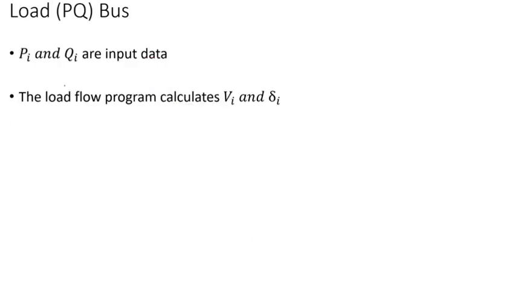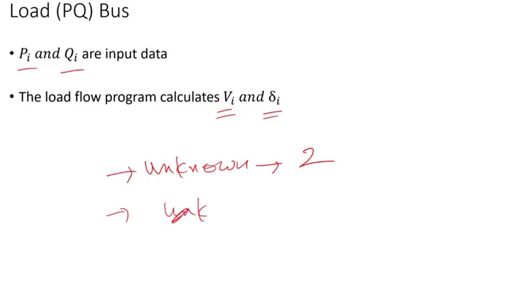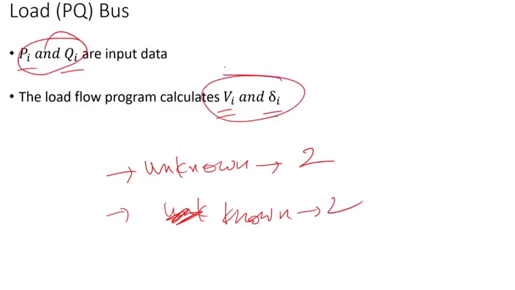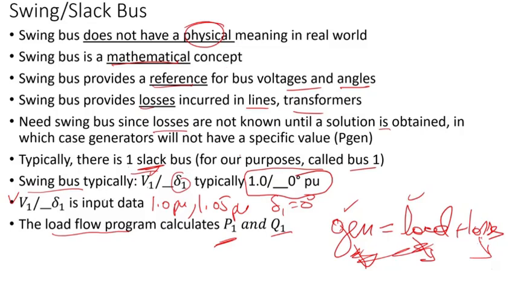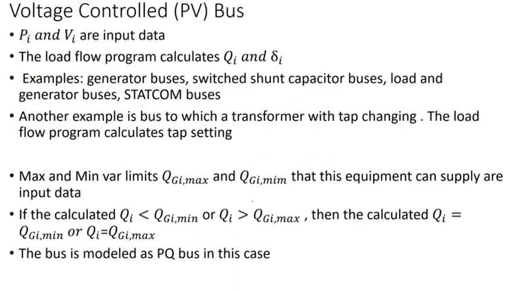If you have a load bus, P and Q are input data because we know how much the load will consume or need. The program will go through and calculate V and delta. At any given time, you have two unknowns and two knowns. So I know these two, but I don't know these two.